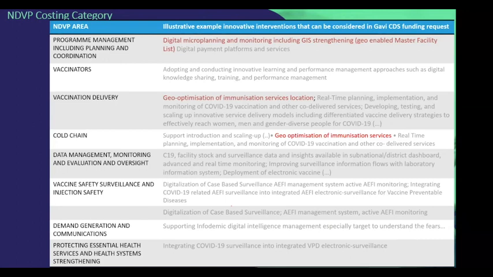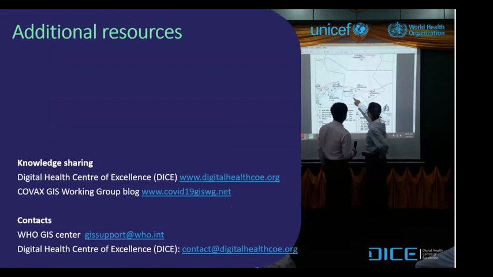Okay. Thank you. So countries are encouraged to identify, reach, monitor, measure, and advocate for COVID-19 immunization by using NVDP categories. And you can find in this list some illustrative examples of innovative interventions that can be considered for the Gavi CDS funding. Within these examples, we have the digital microplanning and monitoring, including GIS strengthening, and also the geo-optimization of immunization service locations. A note on this also is that the vaccine doses and related supplies are not eligible for this funding. And that's it from my side. We just wanted to leave this with the group. And now Hoko will close it and give you also the contacts from our side. Thank you very much for being here with us.